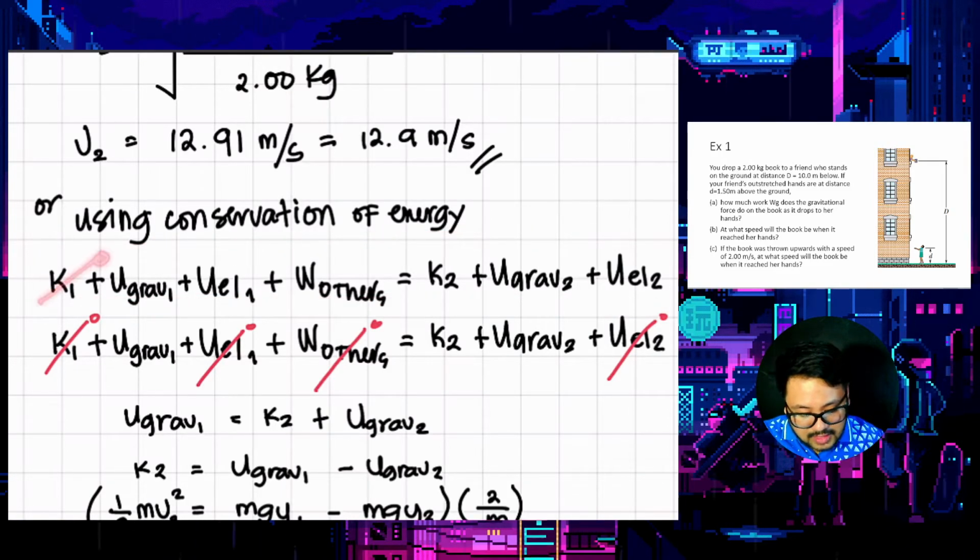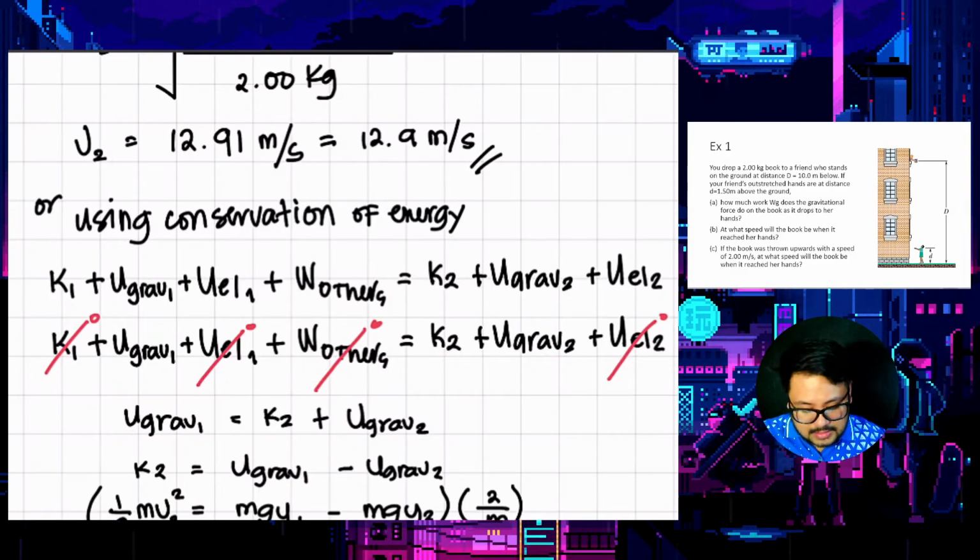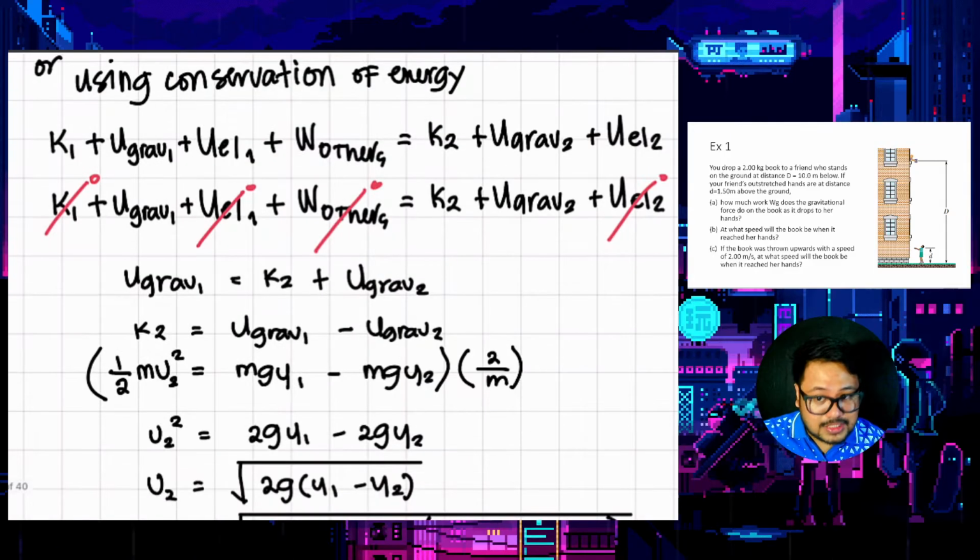We don't have K1. We don't have elastic potential, obviously, because we don't have springs yet. We don't have work done by other forces. And at point 2, we have kinetic energy 2 and U grav 2. So U grav 1 is equal to K2 plus U grav 2. Since we are only after the speed, we have K2 equal to U grav 1 minus U grav 2. So that's 1/2 mv2 squared equal to mgy1 minus mgy2.